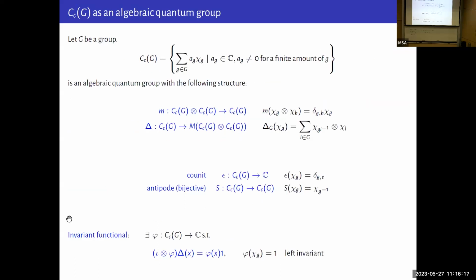So we have an algebraic quantum group, okay? And this is the general definition of an algebraic quantum group. This is our example.